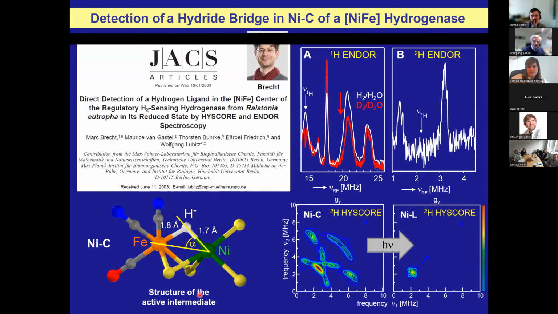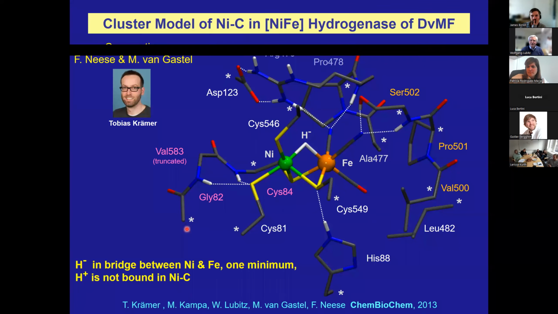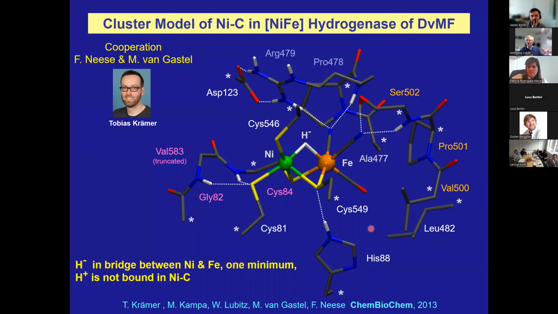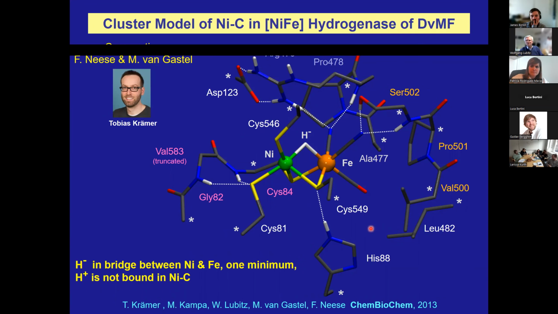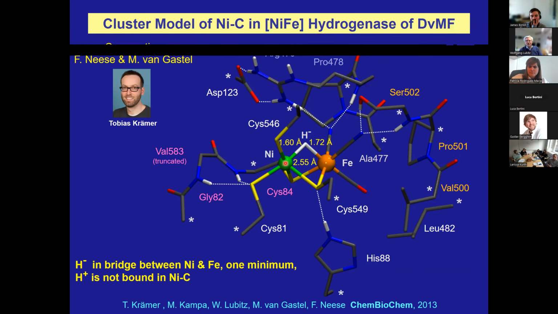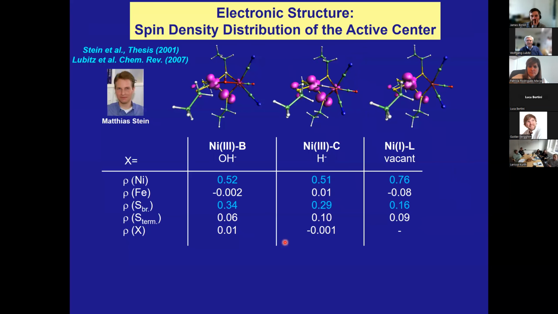And this was actually the position coming out also from a calculation that was done in cooperation with Frank Neese's group. Tobias Kramer did that work 10 years later. That was a very large cluster model that we optimized and calculated structural parameters and all kinds of magnetic resonance and other parameters for this system. Hydride in the bridge, and shorter distance to nickel than to the iron. And the distance here is also perfect.